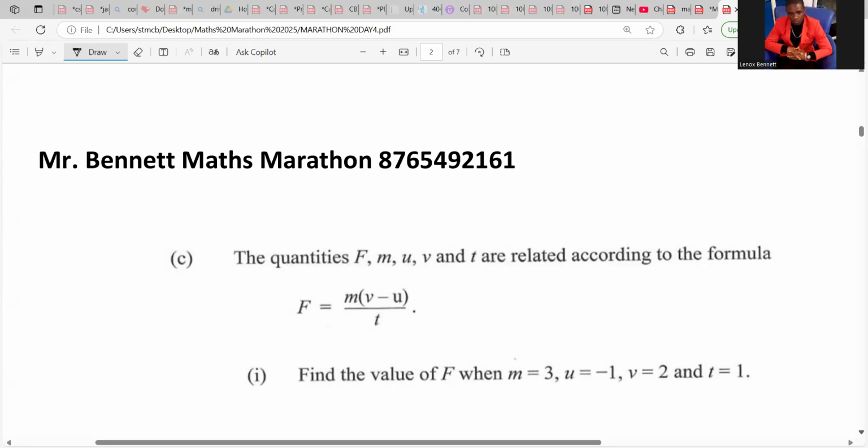The quantities F, M, U, V and T are related according to the formula F is equal to M bracket V minus U over T. Find the value of F when M is equal to 3, U is equal to -1, V is equal to 2, and T is equal to 1. You guys are encouraged to try the question. Pause the video. Let's go.